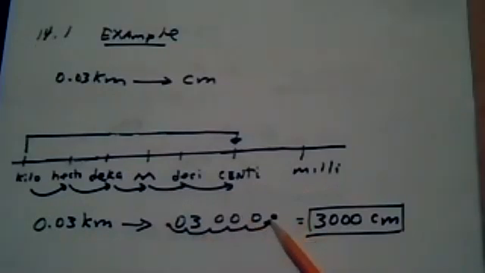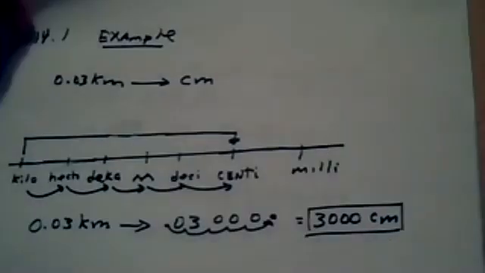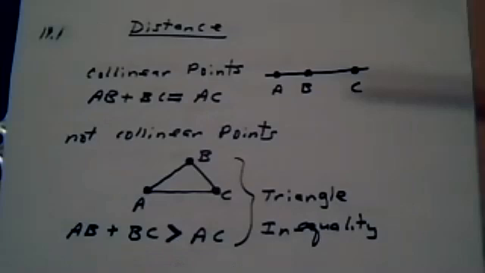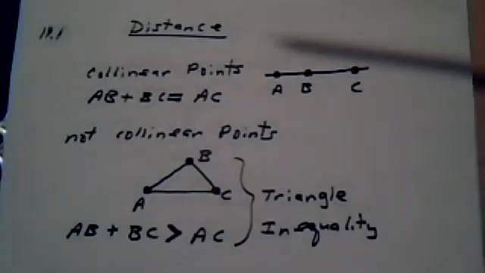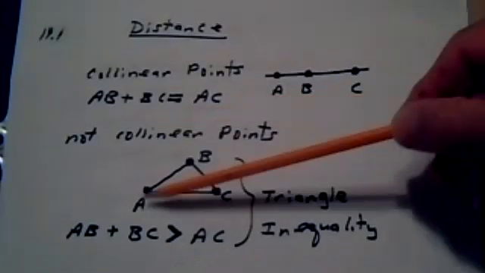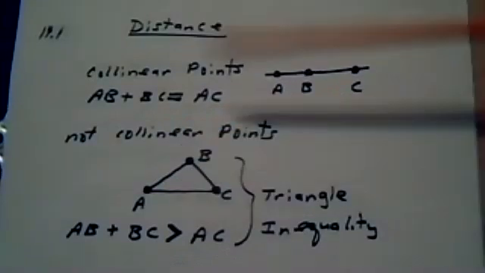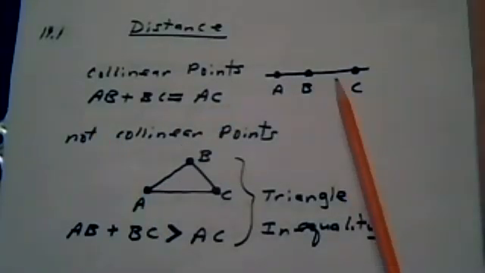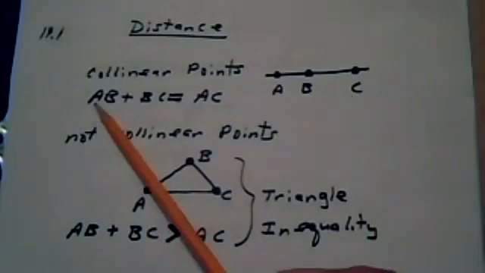We're still with distance. Now we're going to look at these two terms: collinear points and non-collinear points. Collinear points means that one line contains them all. Non-collinear points, one line does not contain them all. If you're going to measure the distance from one collinear point to the other, distance AB plus distance BC will equal distance AC. So AB plus BC equals AC. Makes a lot of sense.